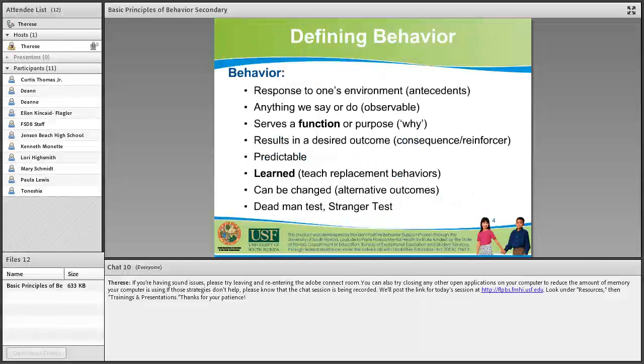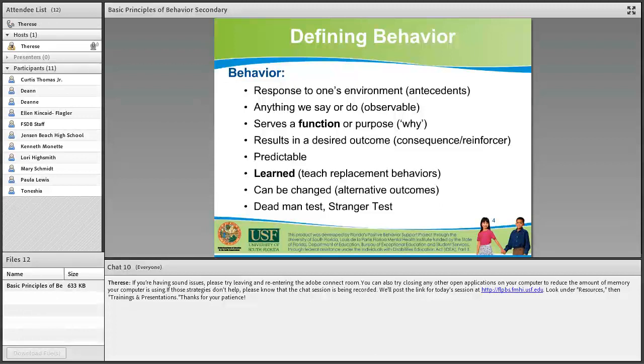Now before we can do that, we need to understand a few basic things about behavior, like how to define it. Behavior is always a response to a person's environment. The environment has different variables that we call antecedents. We'll go over some examples of those in just a moment. Know that behavior is anything that we say or do, so it's always observable. You want to avoid using things like wants or likes, because you can't see a want, you can't see a like. You see behaviors that lead you to conclude the student wants or likes something. So you want to focus on the behavior, not the want or the like.